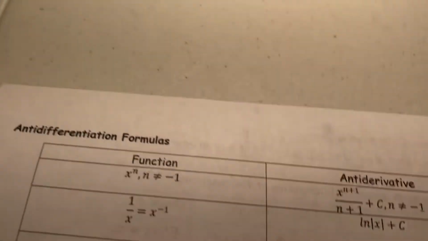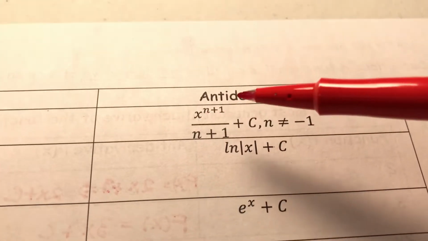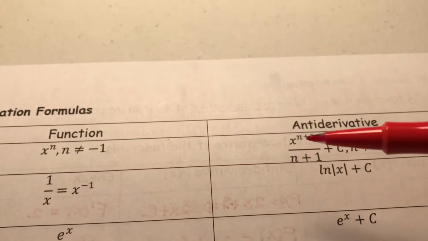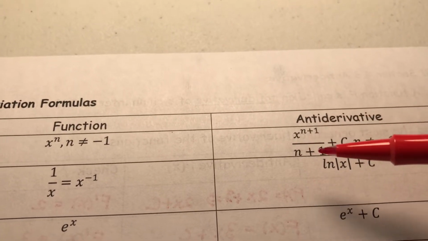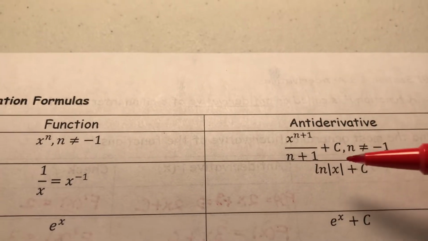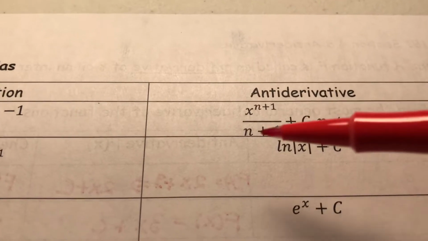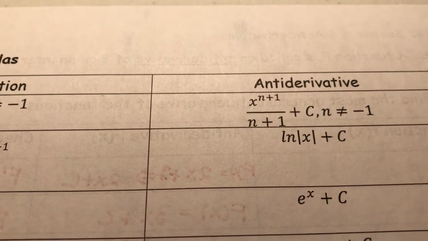And I wrote that just as a fraction. I tend to do it as a fraction. So if you have a power, you just add 1 to the power, and that power goes in the denominator, plus c. Now n cannot equal -1 because you would have 0 in the denominator.